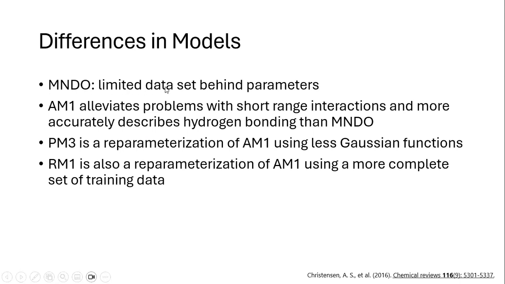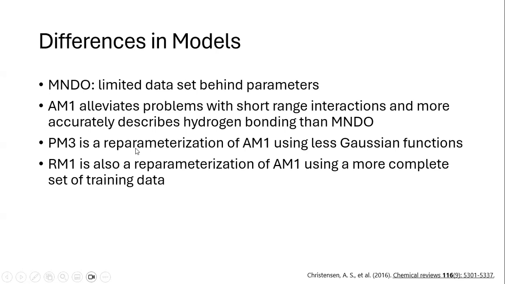MNDO is based on a limited data set behind its parameters, so it's essentially the most limited in its applications. AM1 alleviates some of the problems with short range interactions that were in MNDO. So this is like the first sort of improvement on MNDO. And it also more accurately described hydrogen bonding than MNDO, which tends to have a very poor description of hydrogen bonding.